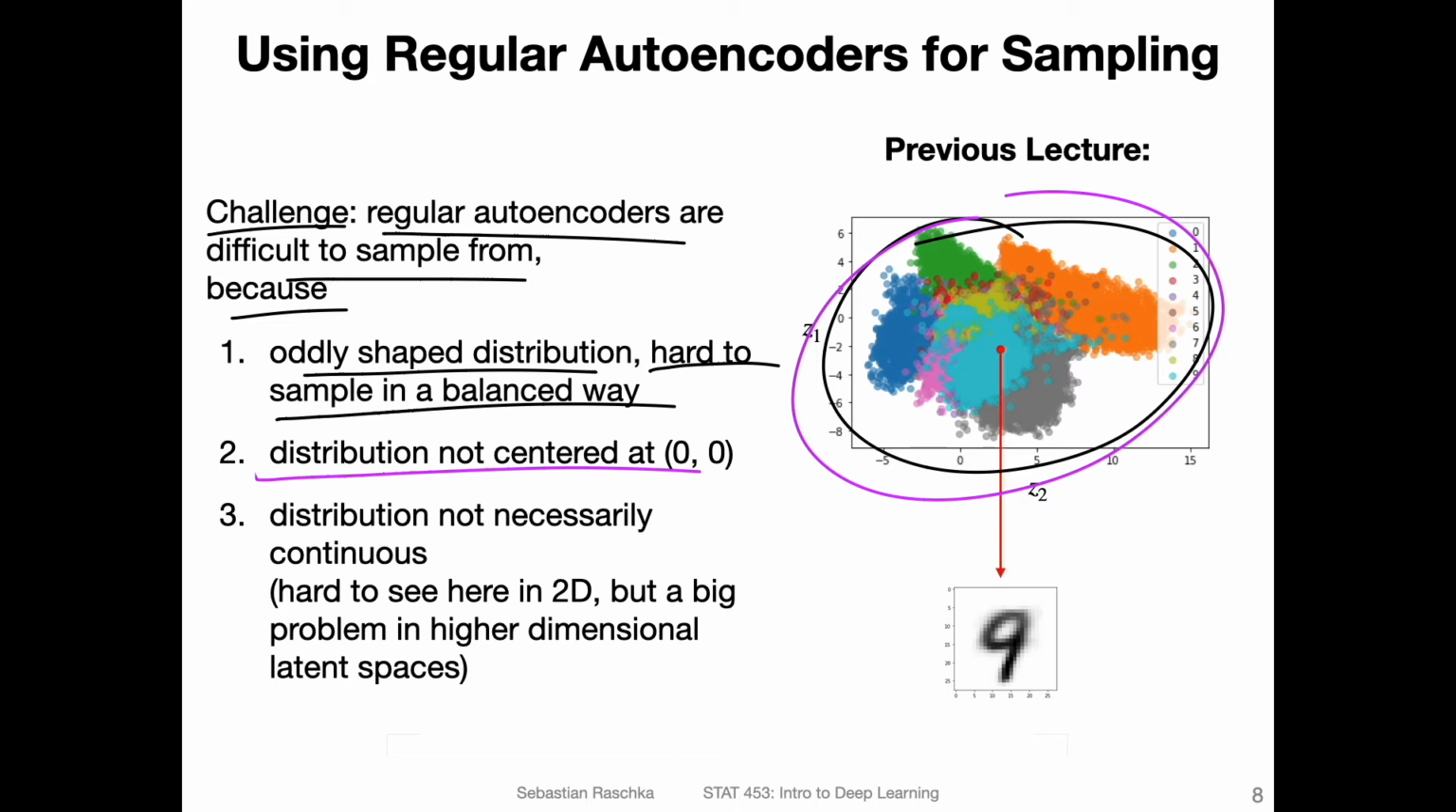The regular autoencoder is still good for compressing data, but if you want to generate new data that looks similar to the training data but is new, that is usually not so good with a regular autoencoder. And the distribution is not necessarily continuous. This is kind of hard to see here because it's only two-dimensional, but if we imagine a higher-dimensional space, everything would be pretty far apart from each other, and the distribution wouldn't be continuous.